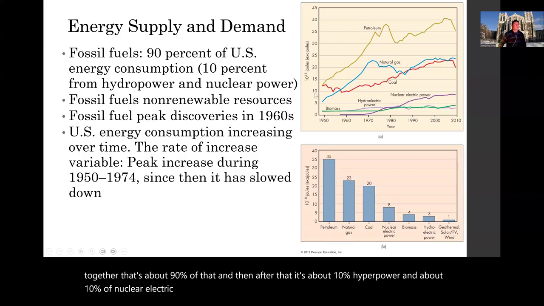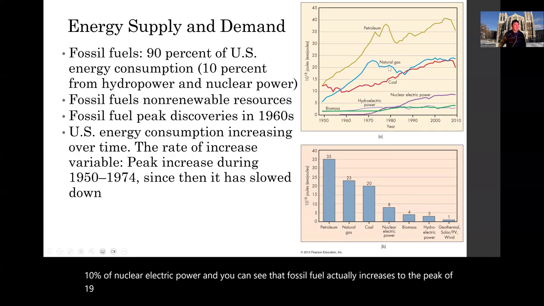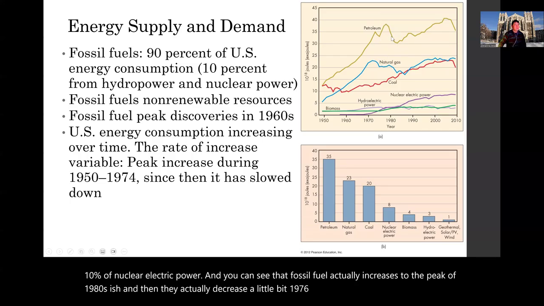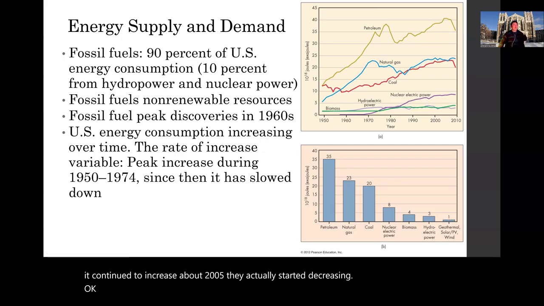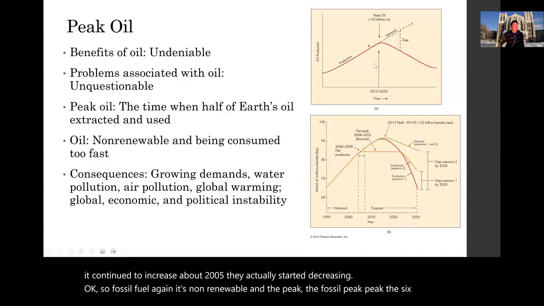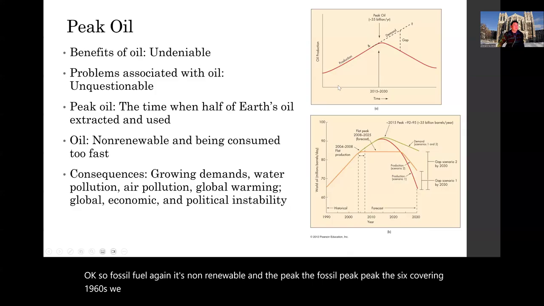And you can see that fossil fuel use increased to a peak around the 1970s, 1980s. And then it decreased a little bit after the 1976 peak, then continued to increase until about 2005, when it started to decrease. Okay, so fossil fuel, again, is non-renewable, and the fossil fuel peak discovery was in the 1960s, as we looked at. We know that.